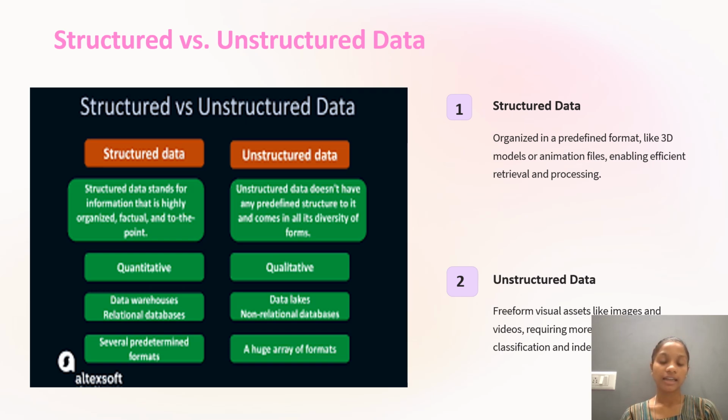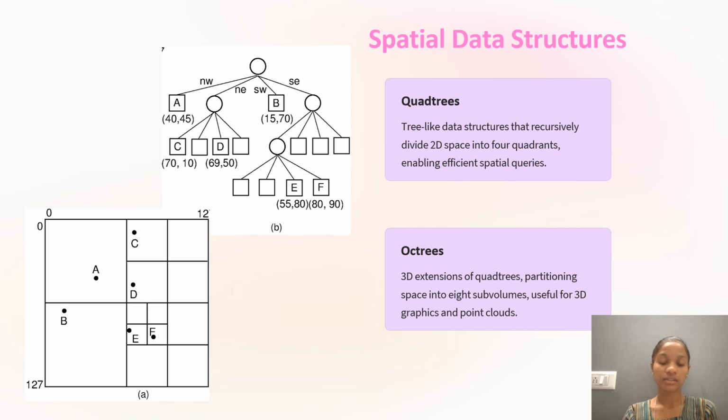Structured data is stored in data warehouses and relational databases. Unstructured data is stored in non-relational databases. Structured data has several predefined formats. Unstructured data has a huge array of formats. Next, the other type of data structure is the spatial data structure, which contains quadtrees and octrees.